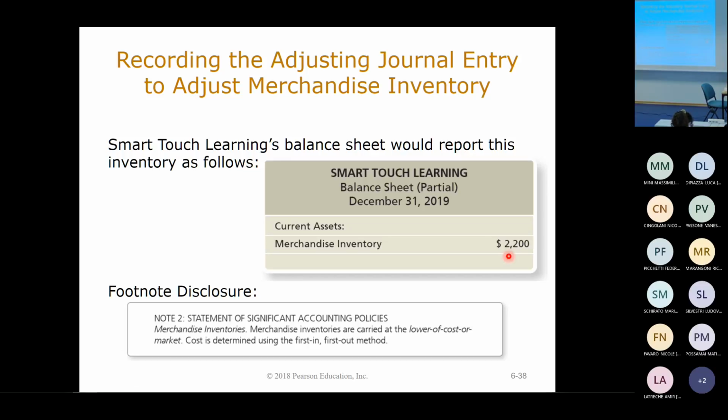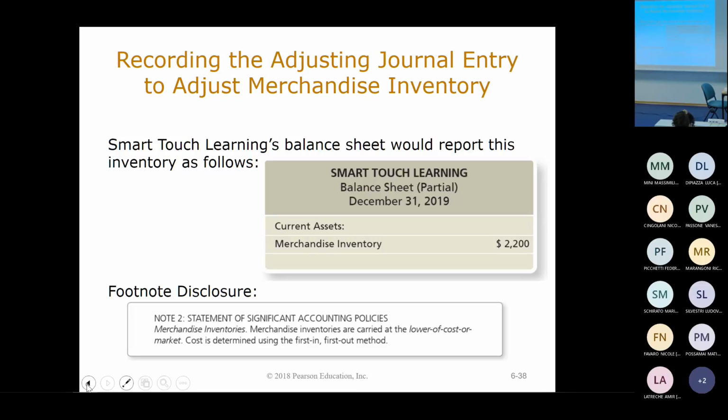Then, if by any chance the inventory can regain value, we can change this, but the maximum amount we can report will be 3,000. I mean, if the price increases and the value in the market becomes 3,500, we keep reporting 3,000. We don't report 3,500. So the historical cost will be the maximum amount of the inventory we can report. We cannot report inventory at a value greater than its cost.